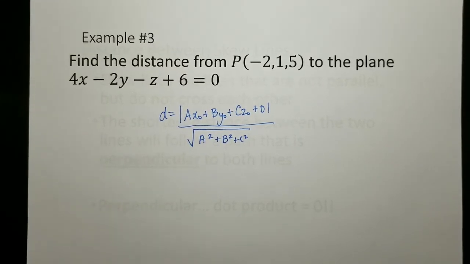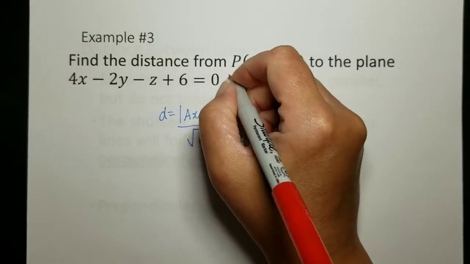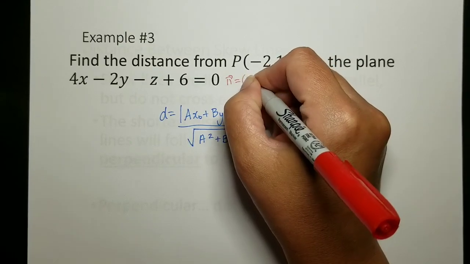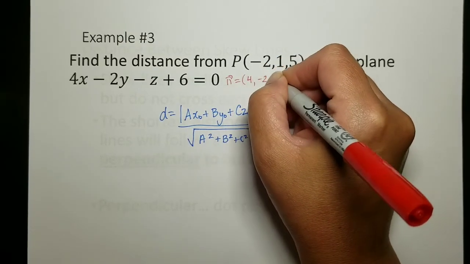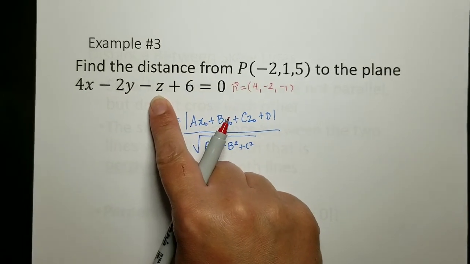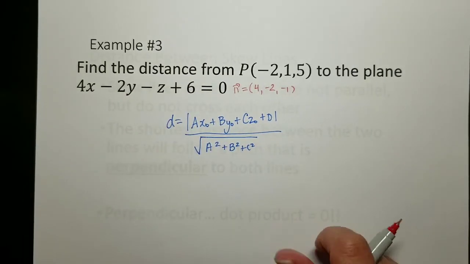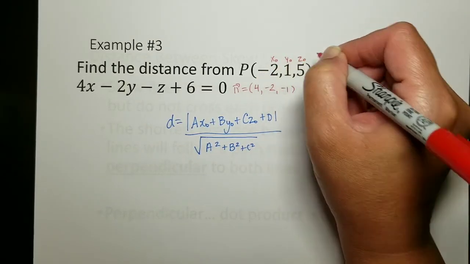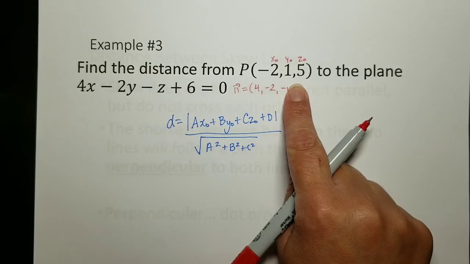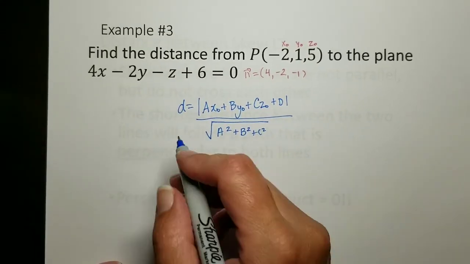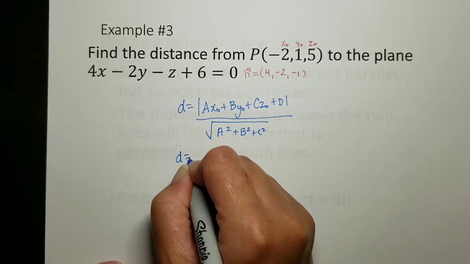So we know that my normal vector here, which is ABC, is 4, -2, -1 from the coefficients of the x, y, and z, and that this is x naught, y naught, and z naught, the point that you're finding the distance to. So again, pretty straightforward if you know the equation.